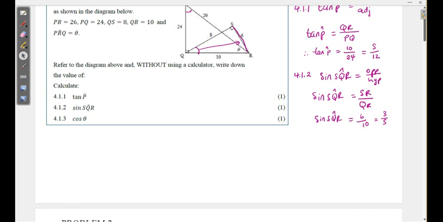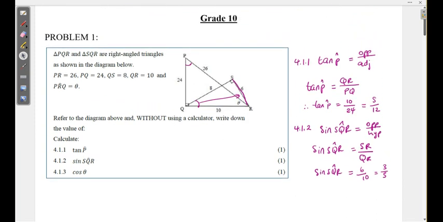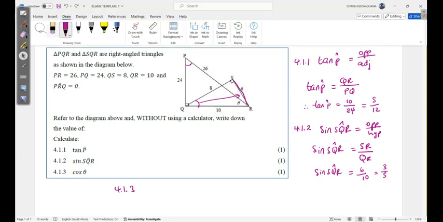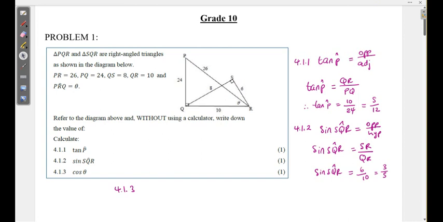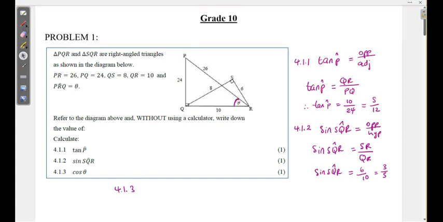And then next we have, what do we have there? 4.1.3, whereby we are looking for cos theta. Now theta is this angle here, right? Oh, sorry. Let's be careful there. Which one is theta? We just try to erase that, okay? Theta will be this angle. They said PQR is theta. So it means that theta should be that angle there.